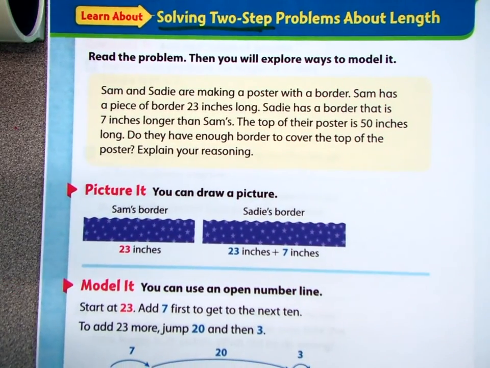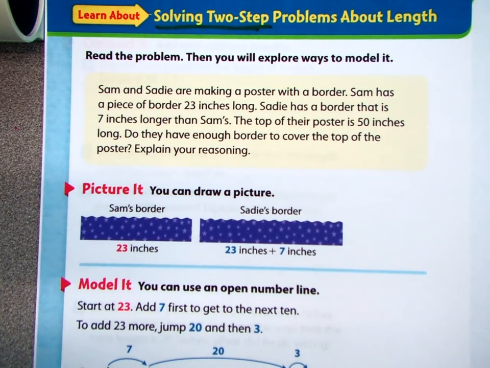Okay, let's start with problem 1 here. It says, read the problem, then you will explore ways to model it. Like we talked about earlier, model it. It's just ways to go about finding your method, okay?